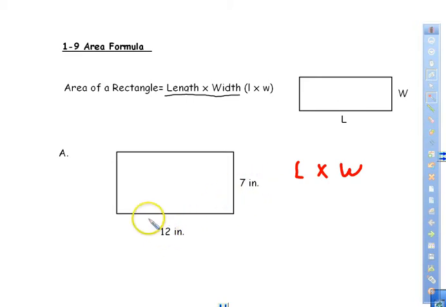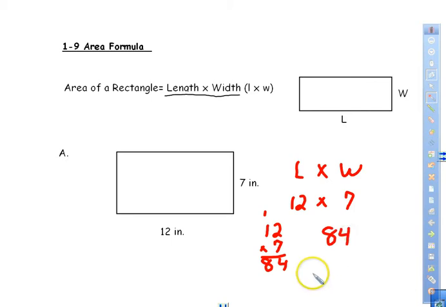So my length is going to be my longest, which is 12, and my width is going to be the 7. And it's a matter of simply multiplying the two of them together. No calculators today. We're going to multiply these out. So we get 14, carry the 1, and we get 8. So 84 is my answer, but it's not just 84.